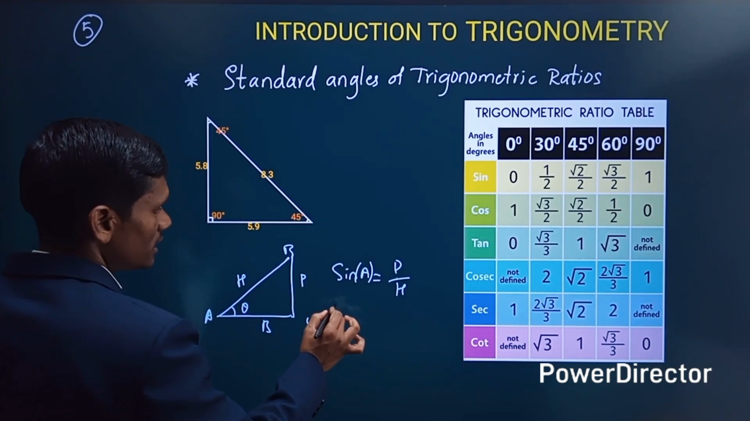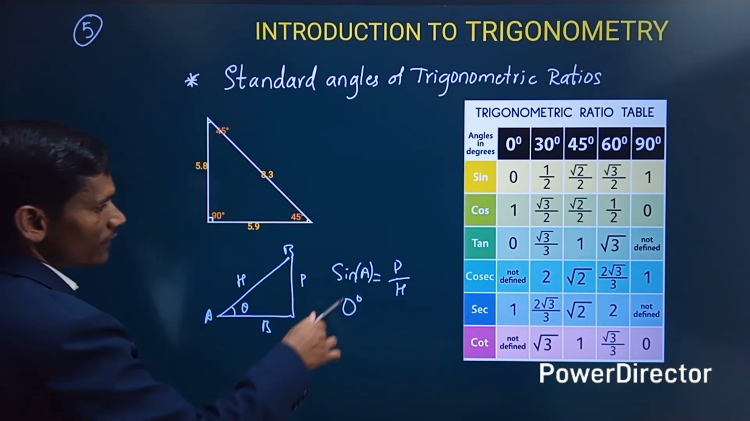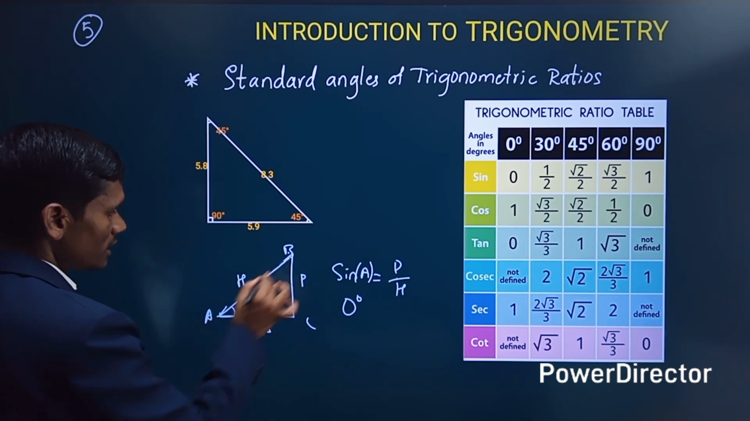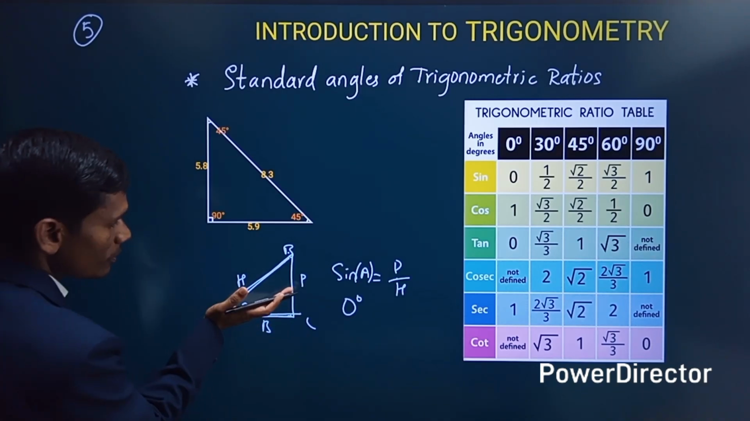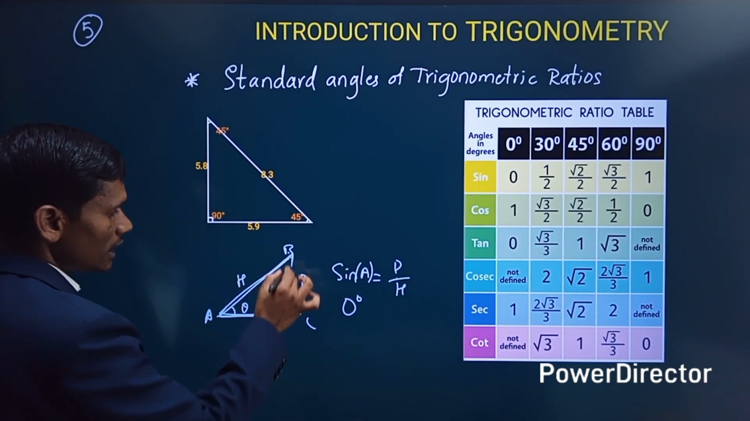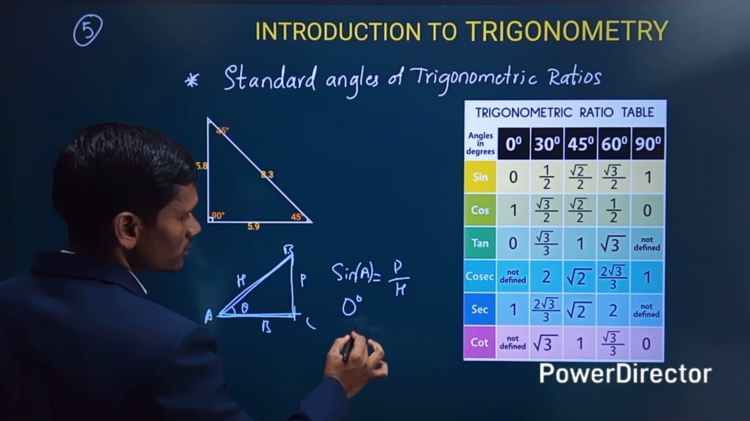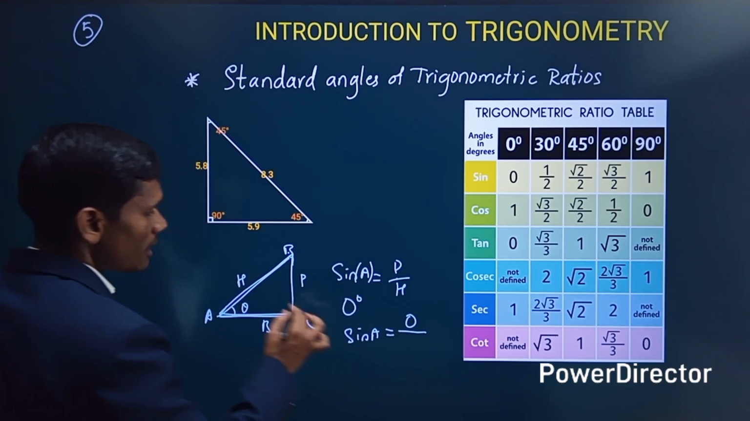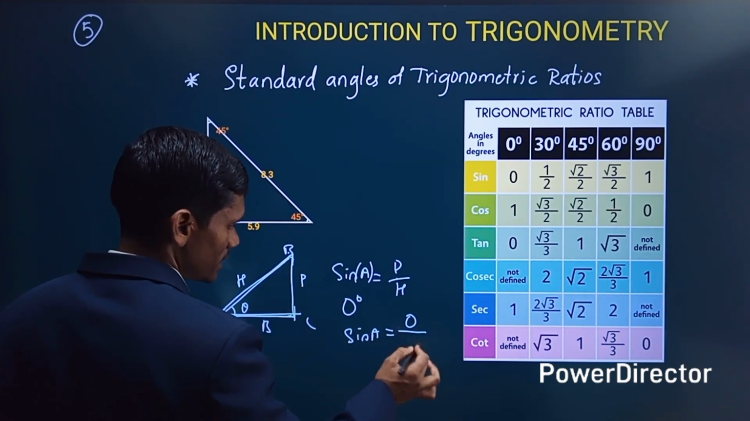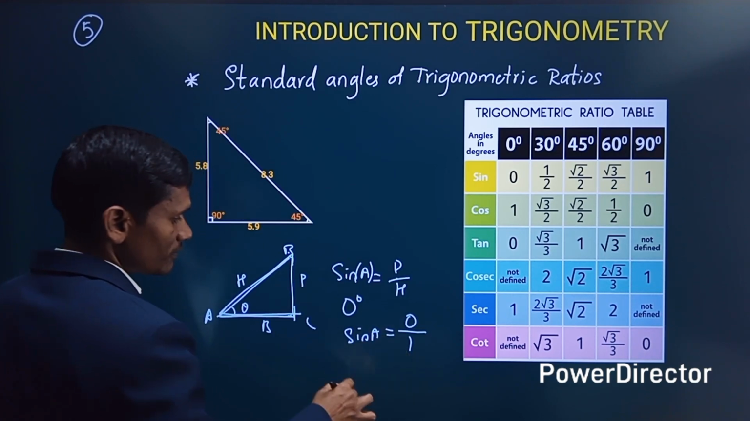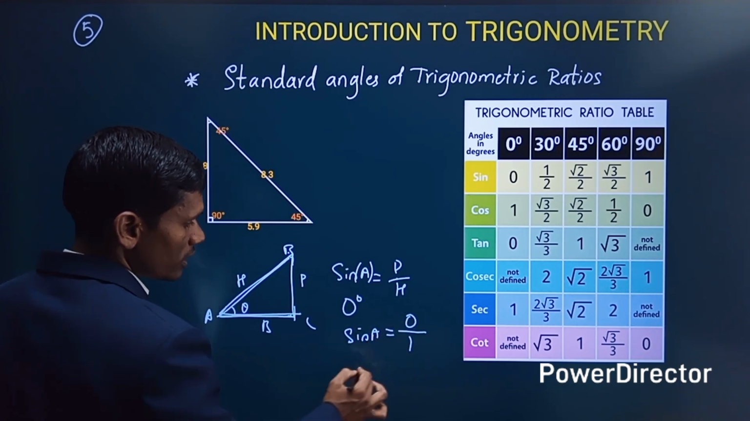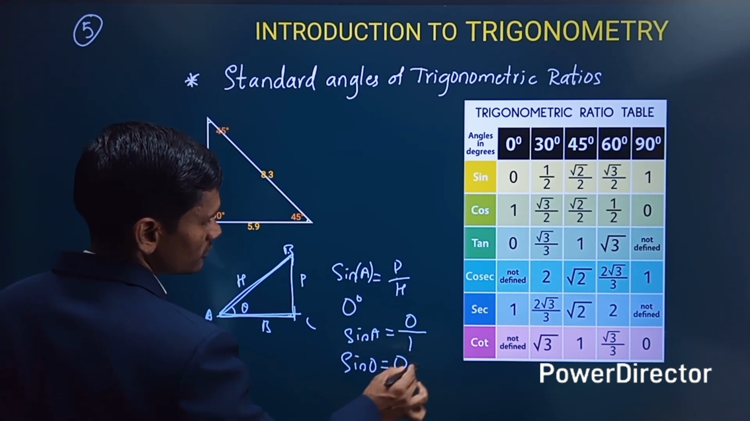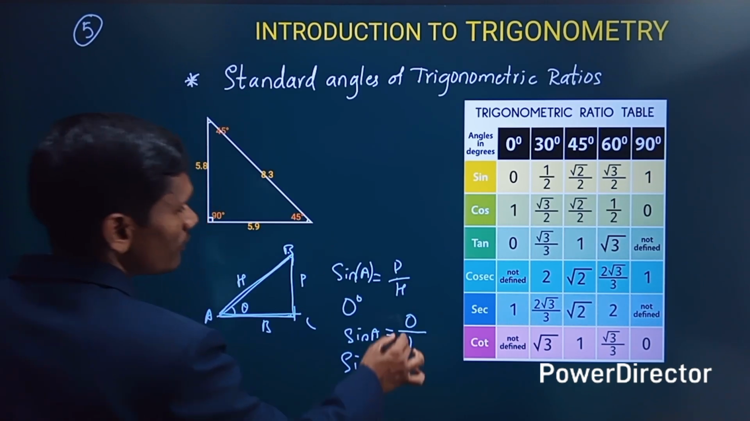It is an angle. If this angle is 0, then AB coincides with AC. This comes down and coincides with it, so there will be no opposite side. Opposite becomes 0. That is why sine A is equal to opposite, which is 0, over hypotenuse, whatever the value it may be, say for example 1. So 0 upon 1 is equal to 0. That is why sine 0 degree will be equal to 0.